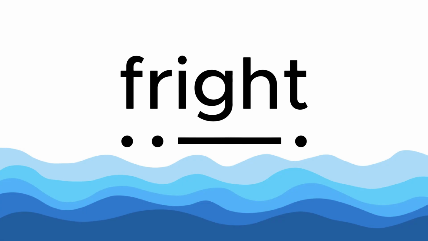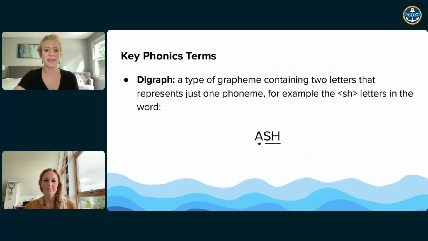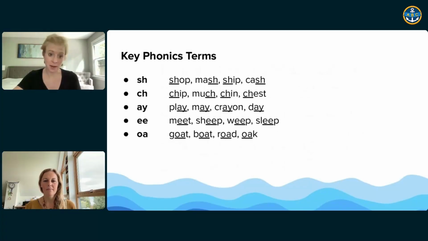Okay, hope that went okay for you guys and you're starting to see how it fits together. Now back to our key terms, let's explore digraphs and trigraphs, which are both subtypes of graphemes. A digraph is a type of grapheme containing 2 letters that represents just one phoneme. For example, the SH letters in the word ash that you see on the screen. Here you can see some examples of common digraphs. We have sh, ch, ay for a, ee, oa for o. This is just a small selection. There are tons of them. Now, digraphs, as you can see, can contain vowels or consonants or both.